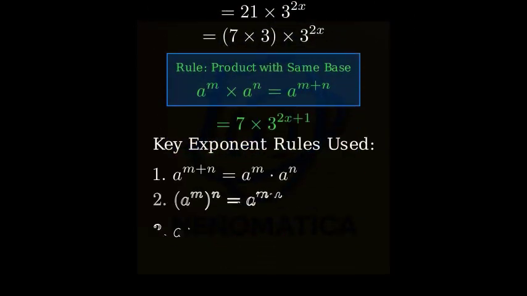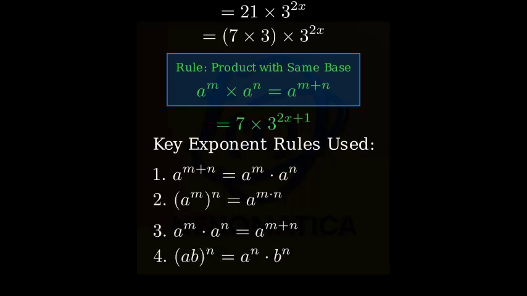To summarize what we learned in these problems, first, we use the rule that a to the power of m plus n equals a to the power of m times a to the power of n. Second, we applied the property that a to the power of m raised to another power n is equal to a to the power of m times n.